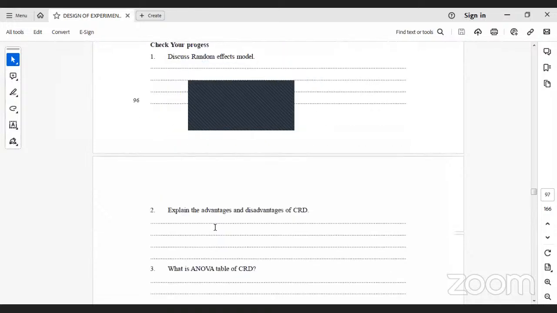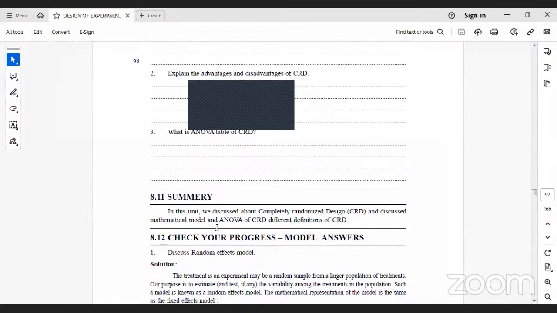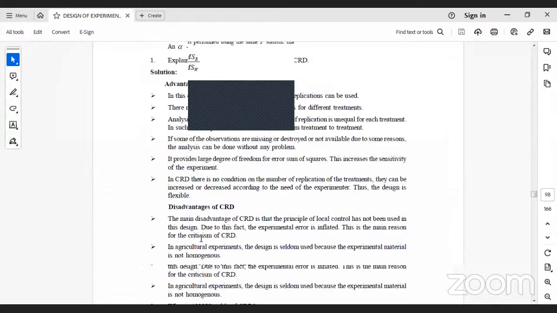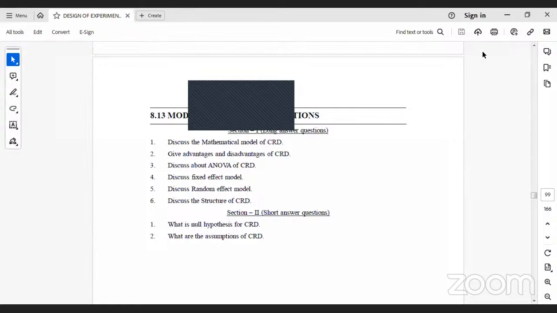Discuss the random effect model; explain the advantages and disadvantages of CRD. ANOVA: this is very important in your main examinations. This is the first question, and this is the second question, more important. Any doubts, ask me.